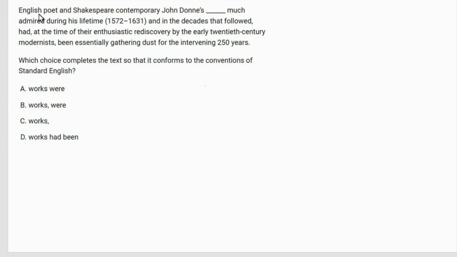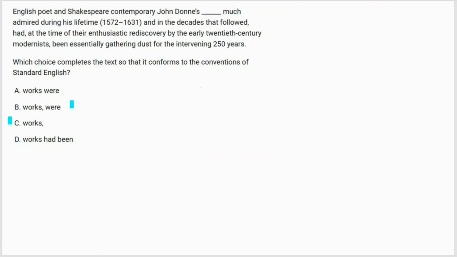So the thing is, if I were to use "works" and there is a comma, that means starting from "were much admired" and so on, this whole line is going to be cut right away because these are unnecessary within the commas that follow. So how does the sentence structure look now? English poet Shakespeare's contemporary John Donne's works had been essentially gathering dust for the intervening 250 years. It perfectly works, right?